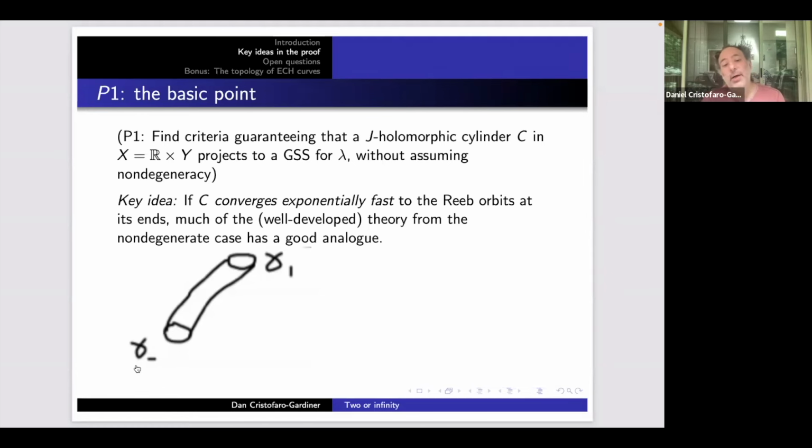What we really want is the exponential convergence to gamma minus, even without assuming non-degeneracy. And then similarly for gamma plus, or I've drawn it as gamma 1 here, for somewhat mysterious reasons. Okay, so are there any questions about the key idea? What I'm saying is, if the thing converged exponentially fast, then I could argue as in the non-degenerate case.